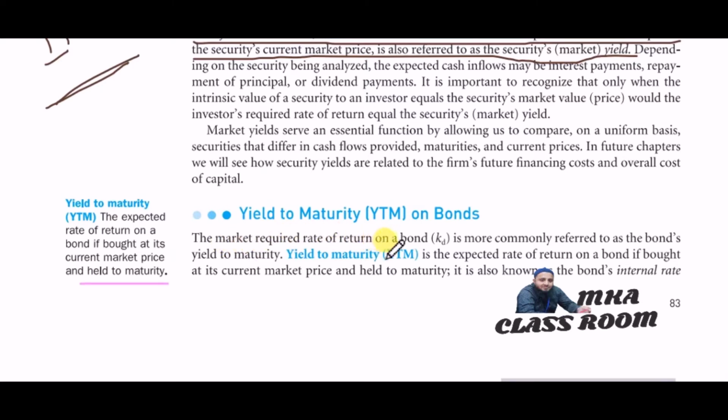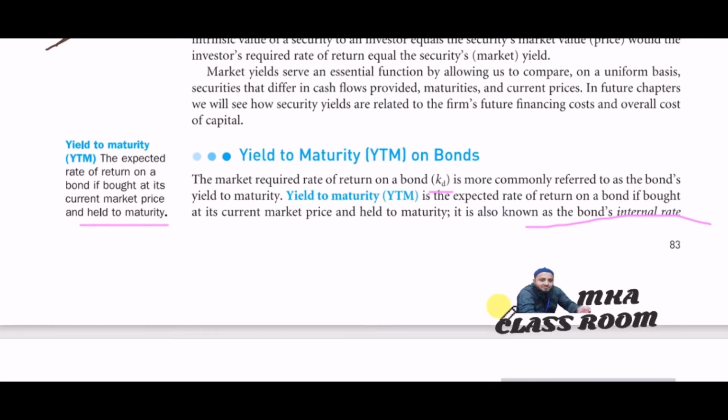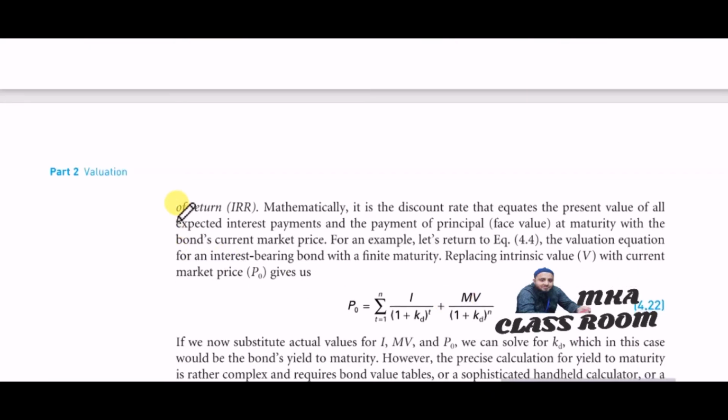The market required rate of return on a bond, KD, is more commonly referred to as the bond's yield to maturity. Yield to maturity is the expected rate of return on a bond if bought at its current market price and held to maturity. It is also known as the bond's internal rate of return or IRR.